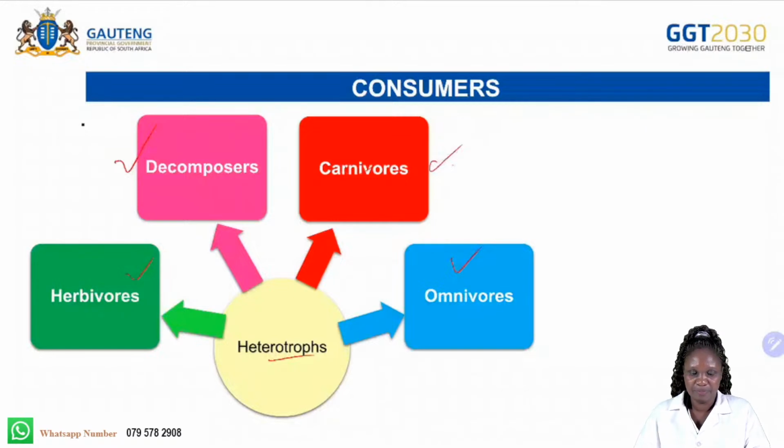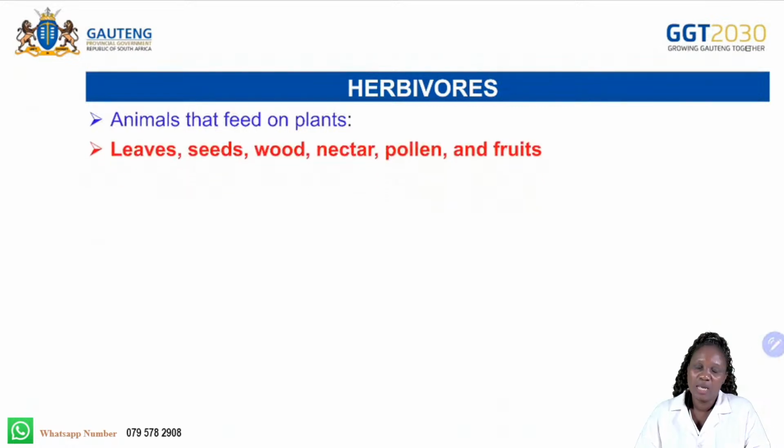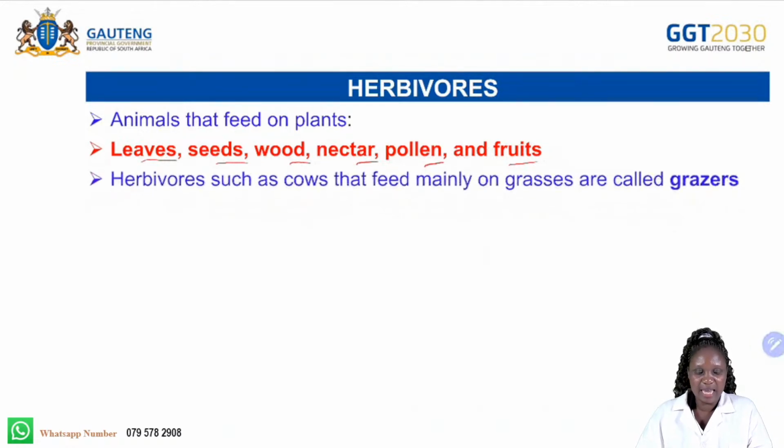All right. And then let's check herbivores. Herbivores are those animals that feed on plants only. And they feed on leaves, seeds, wood, nectar, pollen, and fruits. These are different parts of what? Of plants. And herbivores such as cows that feed mainly on grasses are called the grazers.